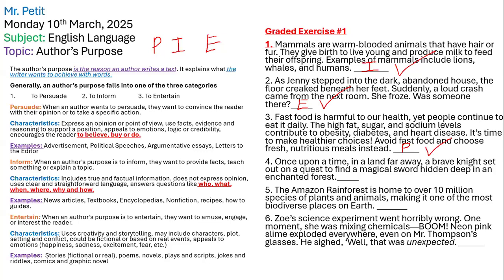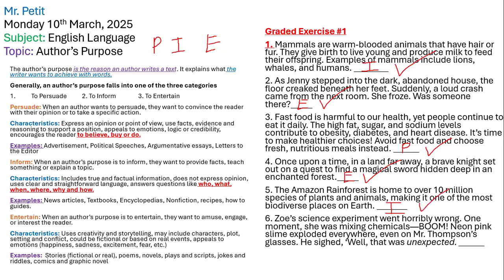Once upon a time in a land far away, a brave knight set on a quest to find a magical sword hidden deep in an enchanted forest. Entertain. Definitely entertain. That sounds like a Disney movie. All right. The Amazon rainforest is home to over 10 million species of plants and animals, making it one of the most biodiverse places on Earth. Its purpose is to inform.